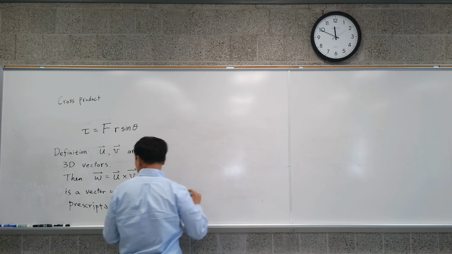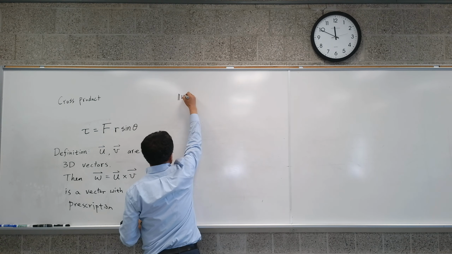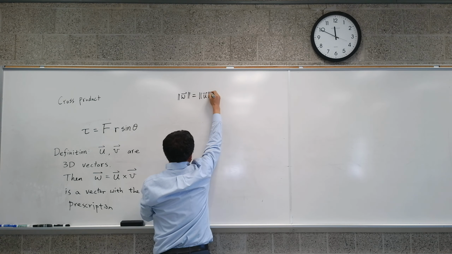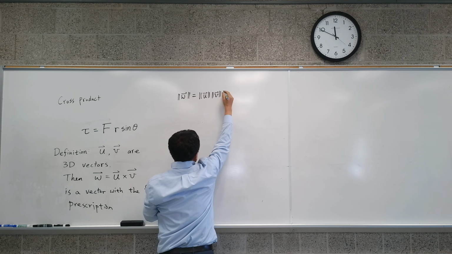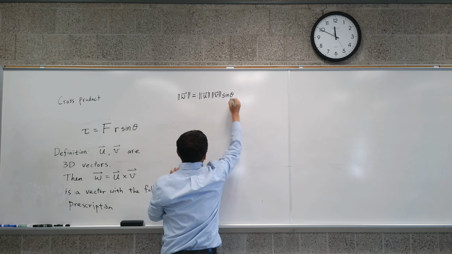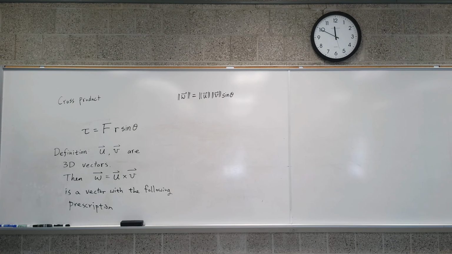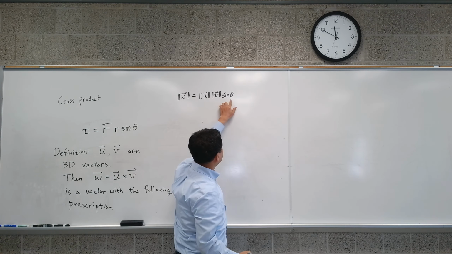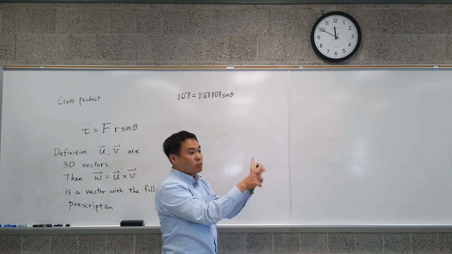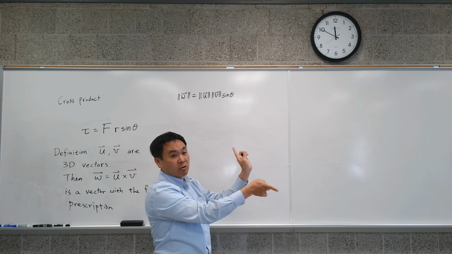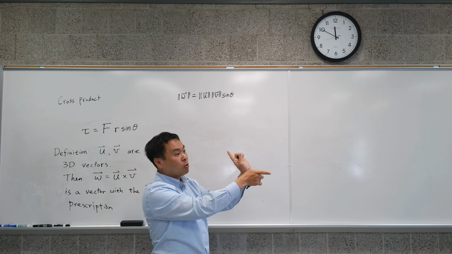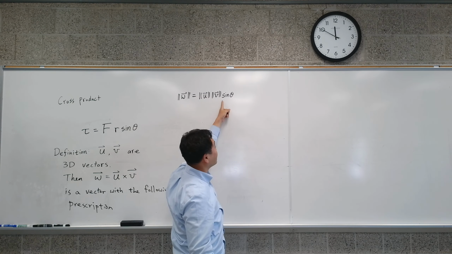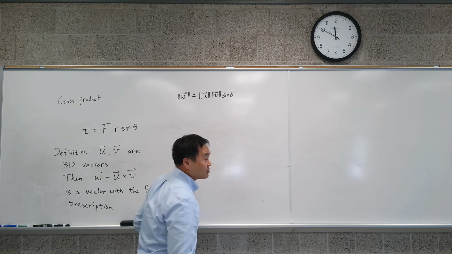So first, the magnitude is given by exactly what we discussed. It's the norm of U times the norm of V times the sine of theta. Okay. And another thing that you should know is that because the angle between two vectors can only be between 0 degrees to 180 degrees, right? If you go beyond 180 degrees, it becomes smaller again, okay? And in that domain, sine is always positive. So that just makes sense, okay?